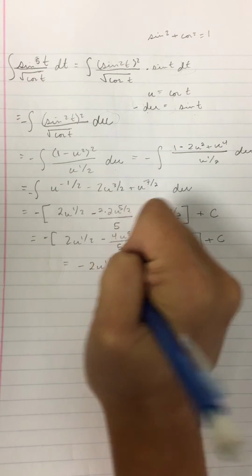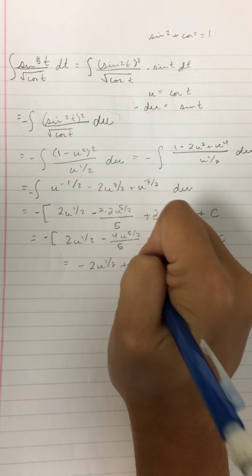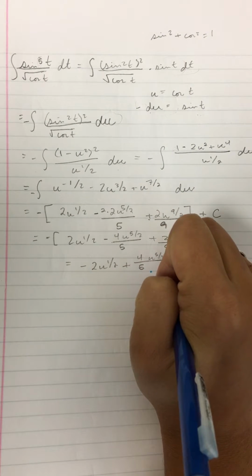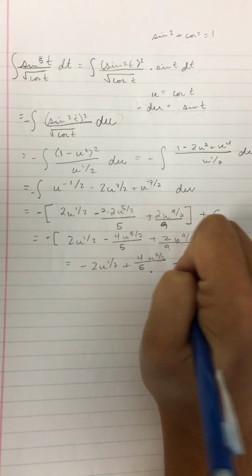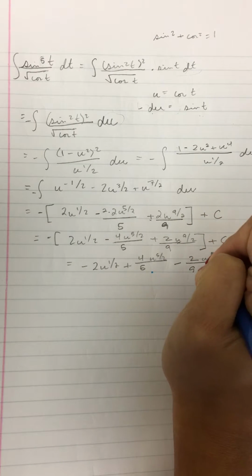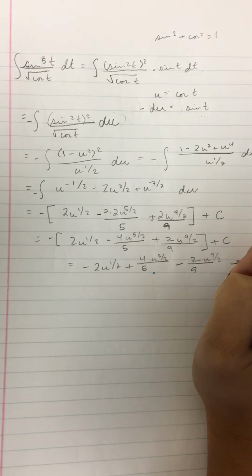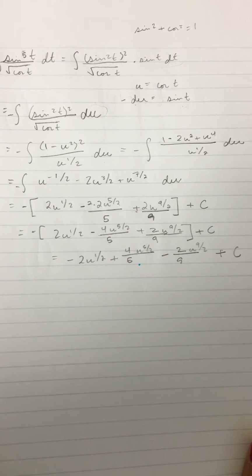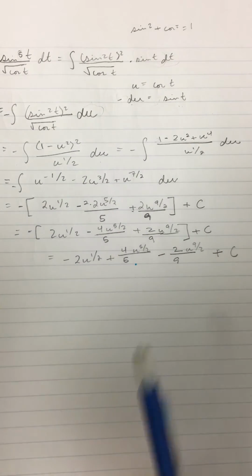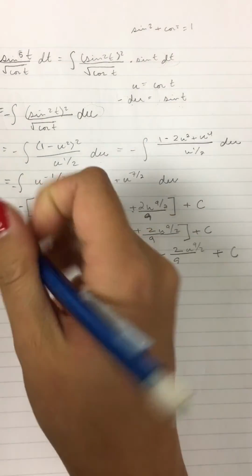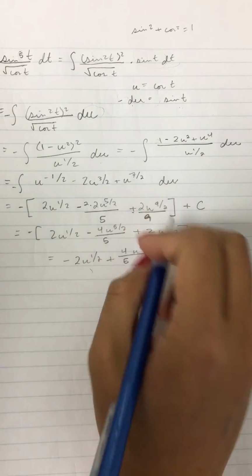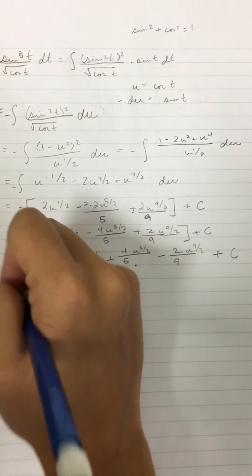Distributing that negative: 2u to the 1/2 plus 4/5 u to the 5/2 minus 2/9 u to the 9/2 plus c. And all we need to do now is plug our u back into the equation to get our final answer in terms of t, which is what we were given in the beginning.